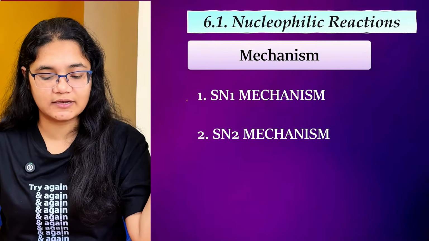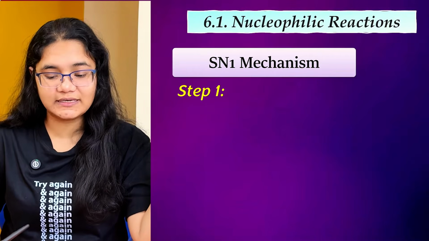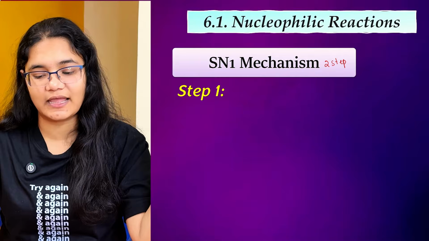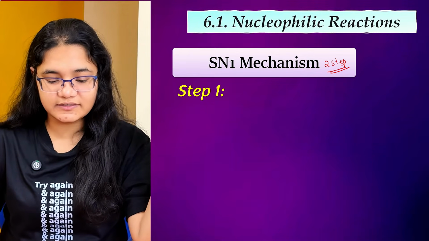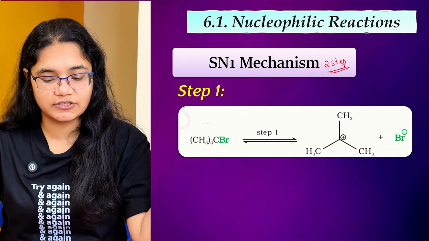So we have two mechanisms, one is SN1 and another is SN2 mechanism. Now what happens in SN1 mechanism? Now see, SN1 is a two-step mechanism. The reaction takes place in two steps. The first step is the formation of carbocation. You can see here the structure actually looks like this.